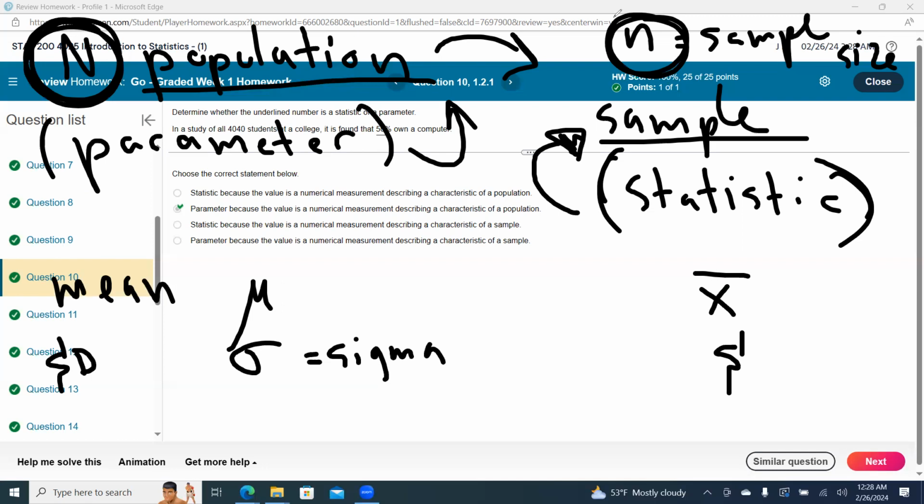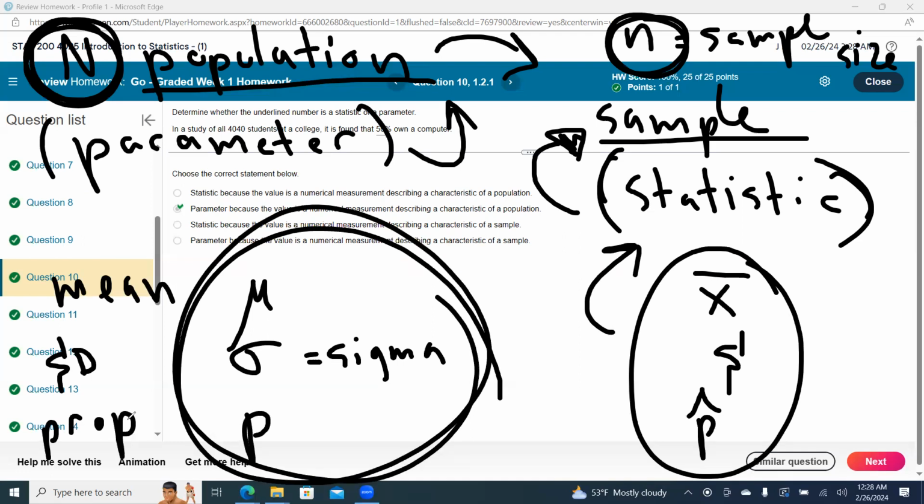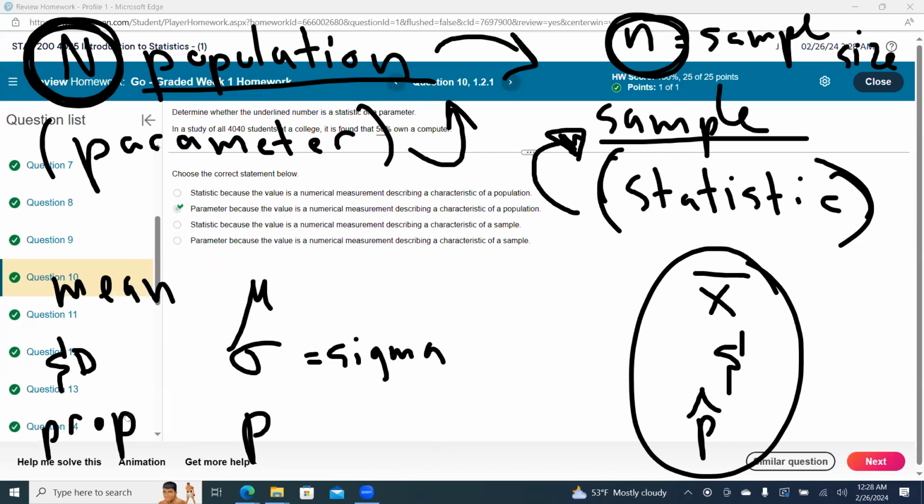Then there's a proportion. A proportion is exactly that, a proportion. You have an entire population, 30% have blue eyes. That's a proportion. So P, keep it simple. Population proportion is P, whereas sample proportion is P hat. All of these are numerical values describing a sample, therefore they are statistics. All of these are numerical values describing a population, therefore they are parameters. It's as simple as that. We'll try not to repeat this too much in future videos.